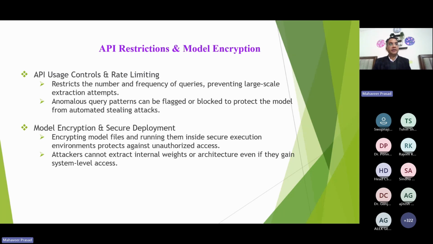Another attack is the API attack. The defense strategy is API access control and rate limiting. Restrict the number and frequency of queries. So we should implement this. Otherwise, the attacker will send unlimited queries, and definitely at the end of the day he will come to know what this model is. Anonymous query patterns can be flagged or blocked to protect the model from automated stealing attacks.